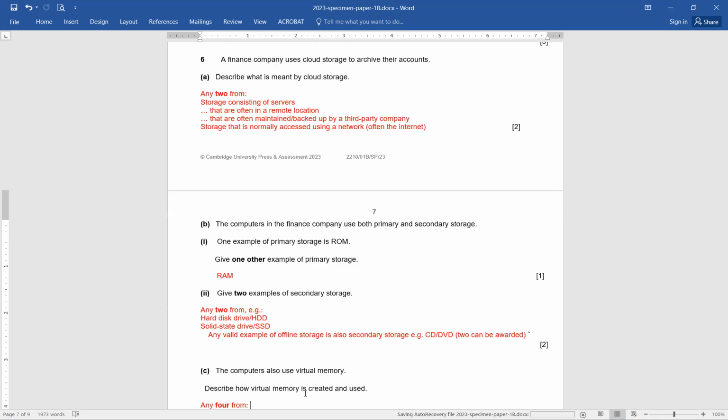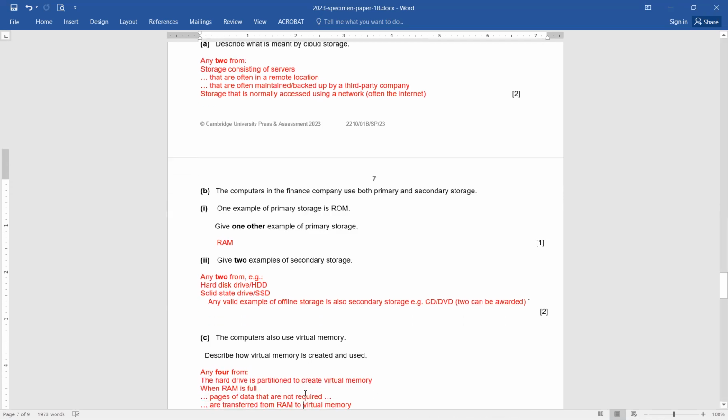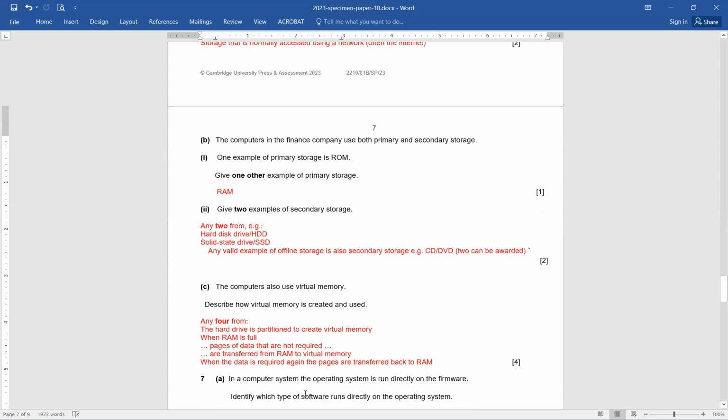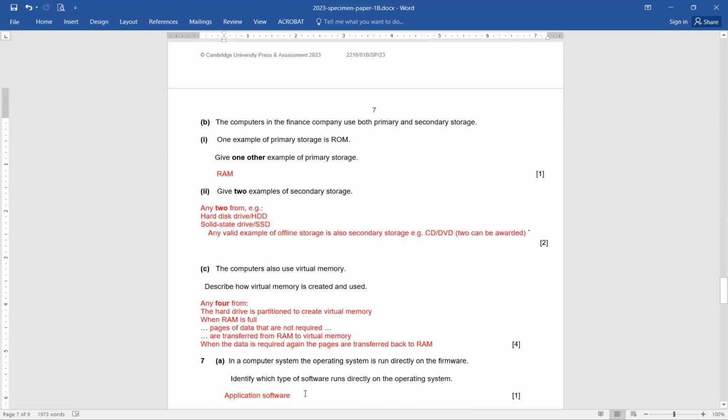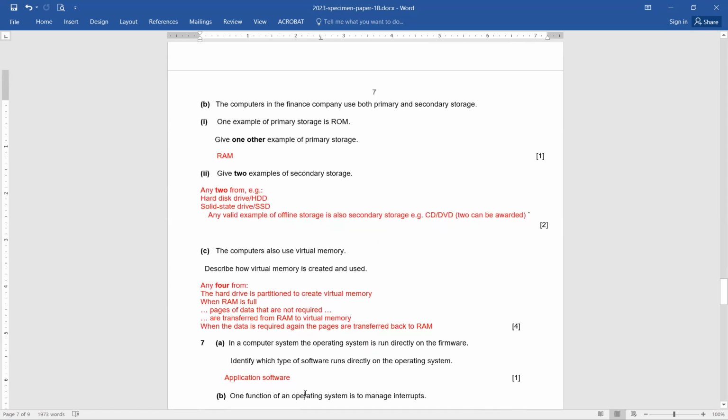Isn't it easy? Okay. The computers also use virtual memory. Describe how virtual memory is created and used. By the way, I hope that we are clear about this term also. What is virtual memory? Something that is created on the empty area of a hard drive. So the hard drive is partitioned to create virtual memory. This is what we already know. When RAM is full, when RAM is not able to store any more data, then pages of data that are not required are transferred from RAM to virtual memory.